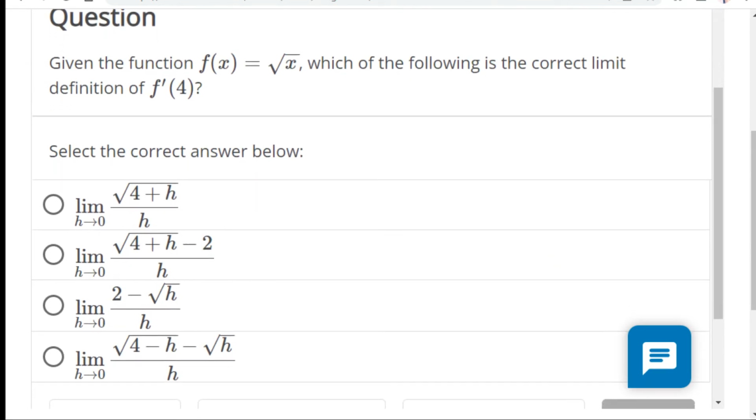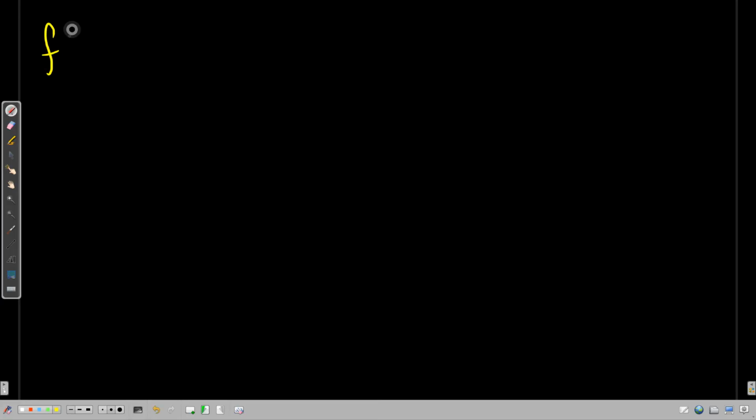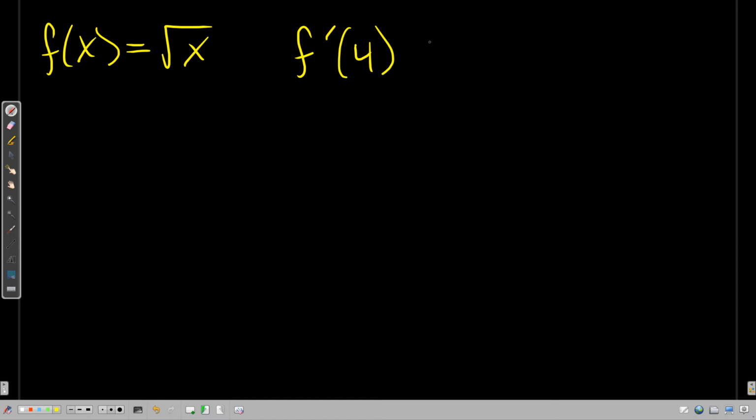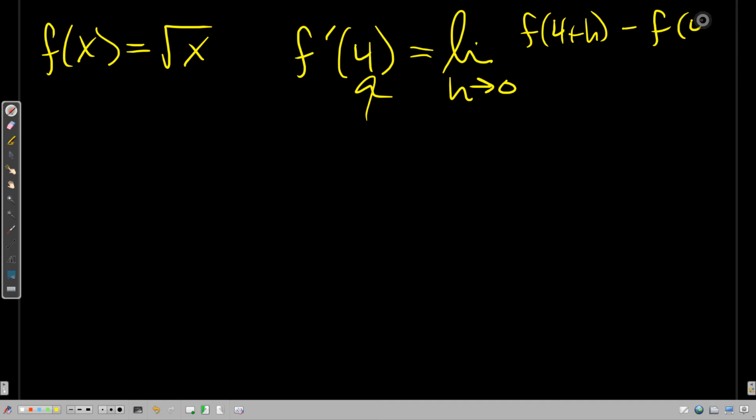All right, this should be the last one. It's the square root function. So f of x is a square root function, and they want to know, by definition, what is f prime of 4. Well, that would have to be the limit as h goes to 0, and your job is to make the symbols match. So it's whatever this symbol was plus a little bit, minus whatever that symbol was, over that little bit. And we're letting that little bit shrink down to nothing.